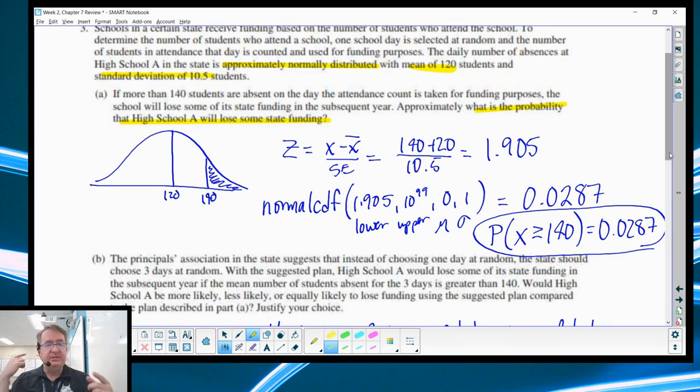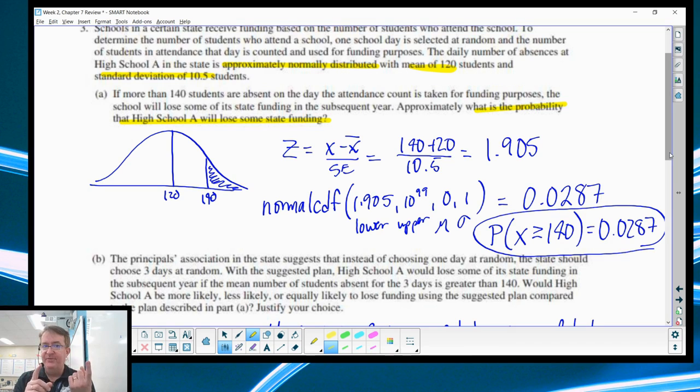So again, things that hopefully you're going through your head as you're reading problems, even before you see what the question's supposed to be asking. So would the high school A be more likely, less likely, or equally likely to lose funding using the suggested plan compared to what we did back up in part A? So again, ask yourself this: what's going to change if we do a 3-day average? Is my 140 going to change? No. Is my 120 going to change? No. So what else is left? Is the standard deviation going to change?